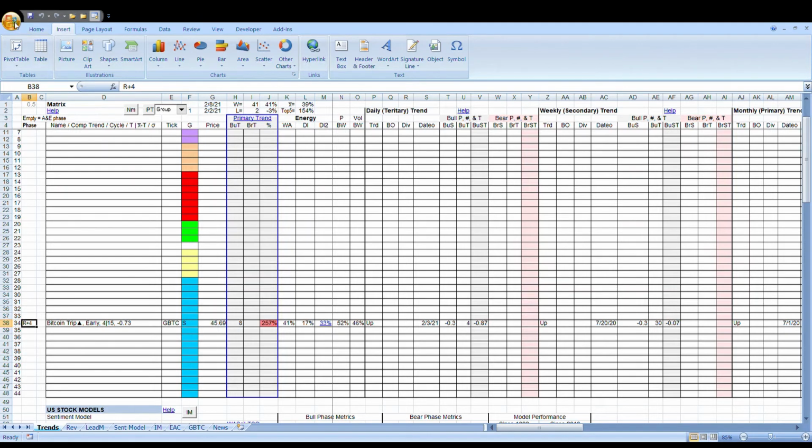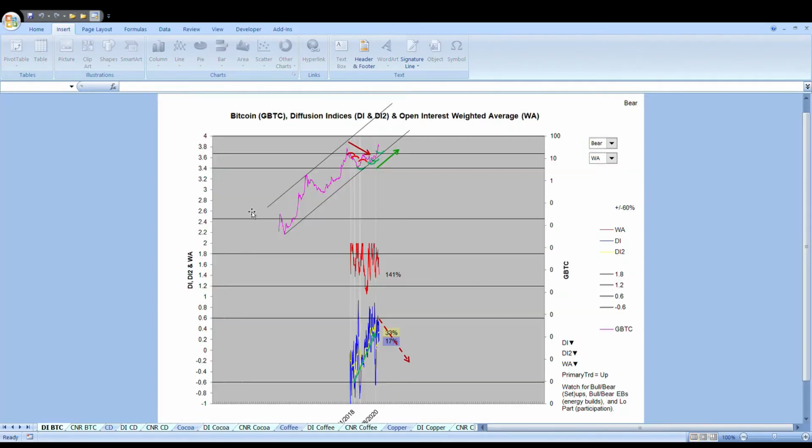Eventually it'll fall far enough that a blocking dome will form, and I'm going to show you that in a minute as we pull up the specific charts for the energy build. A blocking dome will form, which is a red dome. What's going to have to happen is this DI2 in the rally here, say we continue to go up, is going to fall down to the lower threshold.